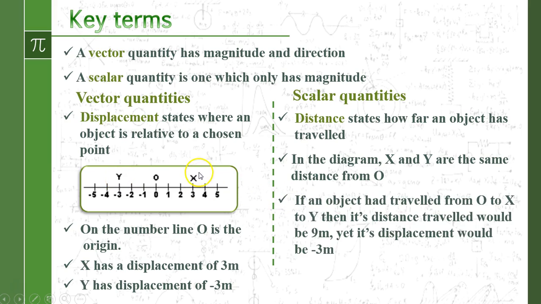However, if we consider an object that started at O here, moved to X, and then went back to Y, we'd be saying that the total distance travelled would be 3 plus another 6, so that's 9 meters. But the displacement would only be -3, because displacement, remember, just measures how far it is from our initial starting position, whereas that complete journey, as indicated by my cursor, would be 9 meters. Okay, so that's the difference between those two things.